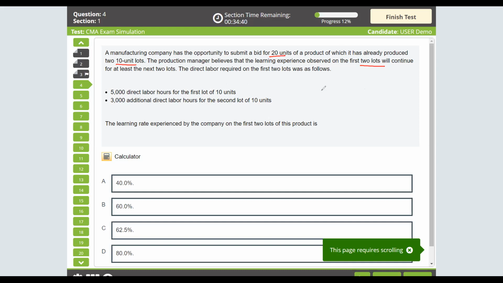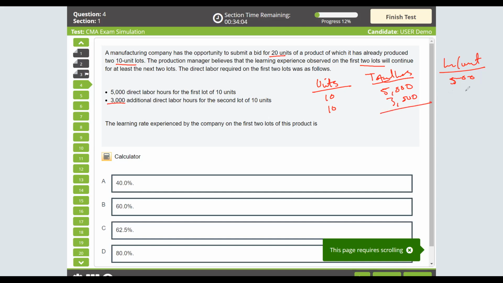Okay, so I'm going to make a little table here so you understand. So we have the units, the first lot and second lot. Okay, total hours, and then hours per unit. So total hours for the first lot is 5,000, which is 5,000 divided by 10 is 500. So 500 per unit. Each unit we spend 500 hours. The second one, which is the additional one, 3,000.